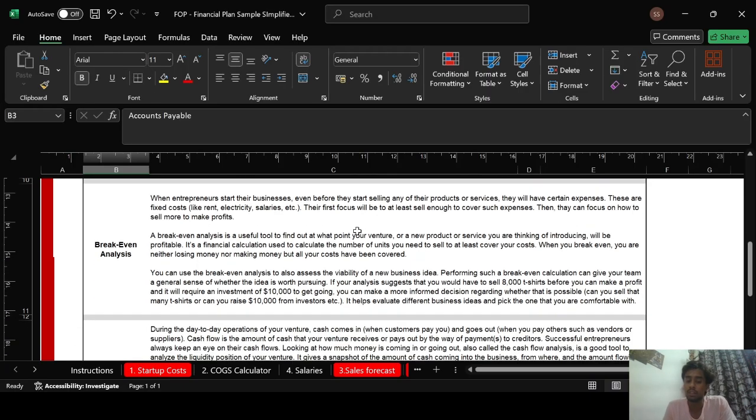You can use the break-even analysis to also assess the viability of a new business idea. Performing such a break-even analysis calculation can give you and your team a general sense of whether the idea is worth pursuing. If your analysis suggests that you would have to sell 8,000 t-shirts before you can make a profit and it will require an investment of 10,000 to get going, you can make more informed decisions regarding whether it is possible for you to sell that many t-shirts.